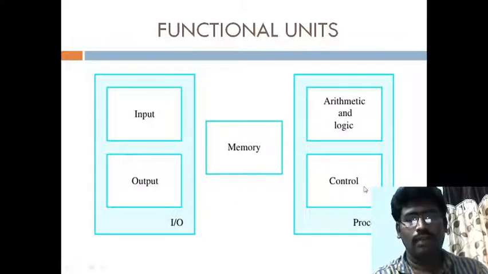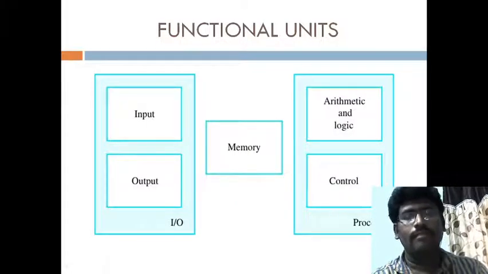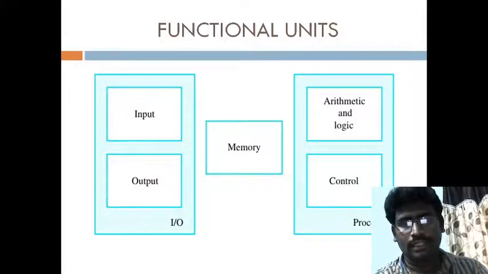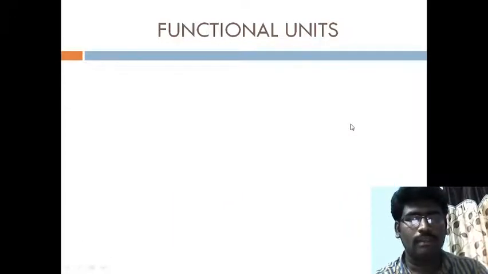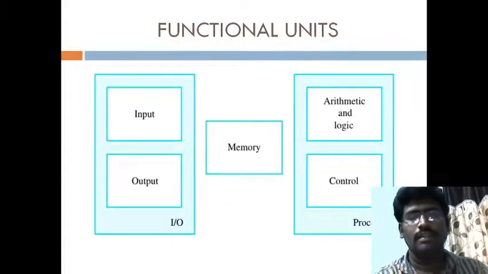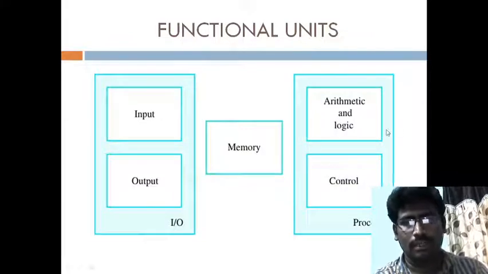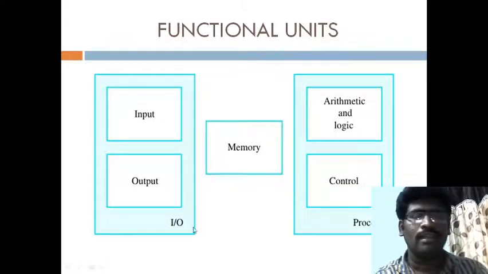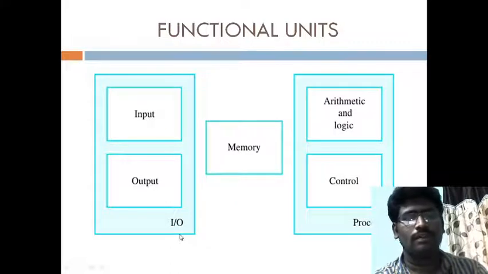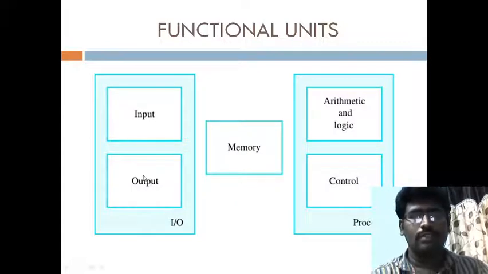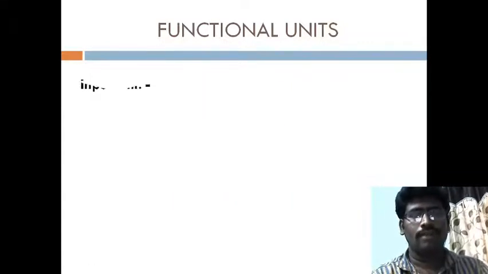Then I would like to tell one small thing here. When I use the term processor anywhere, please remember processor is a combination of 2 units. It is a combination of ALU, arithmetic and logic unit, as well as control unit. And we all know input output unit. In input output unit, we have both input unit and output unit. So totally we have 5 functional units. We will look into the details of each and every one very clearly.